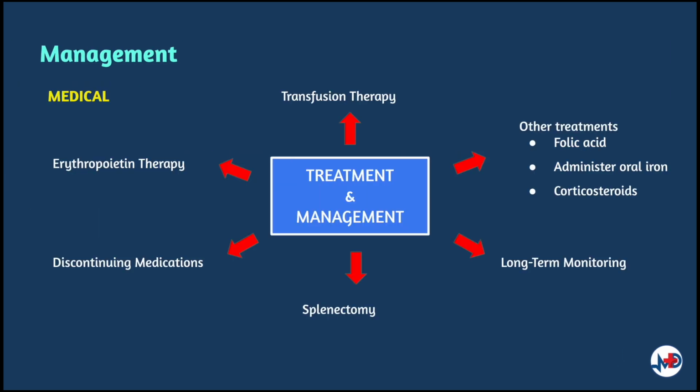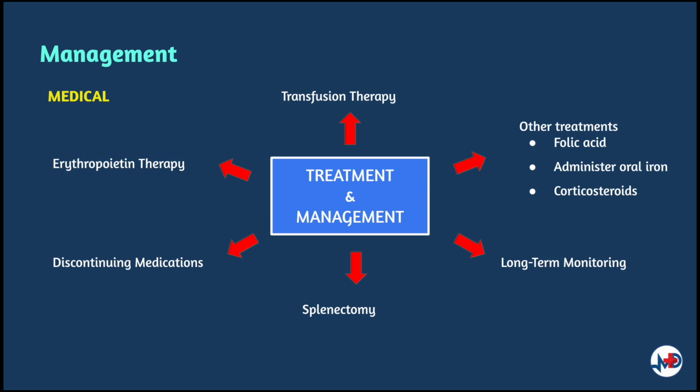As for treatment and management, transfusion therapy should be avoided unless absolutely necessary. Erythropoietin or EPO therapy is sometimes given to reduce transfusion requirements. Medications that can cause immune hemolysis, which may include penicillin and other agents, should be discontinued. Iron therapy. Splenectomy is the first choice of treatment in hereditary spherocytosis. And as for long-term monitoring, monitor the hemoglobin level, reticulocyte level, indirect bilirubin values, LDH level, and haptoglobin values.